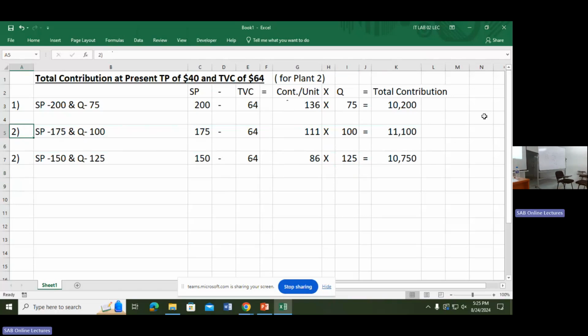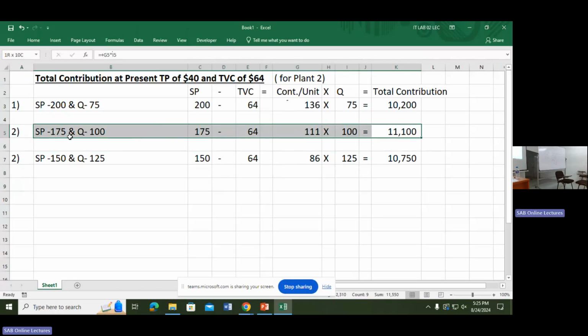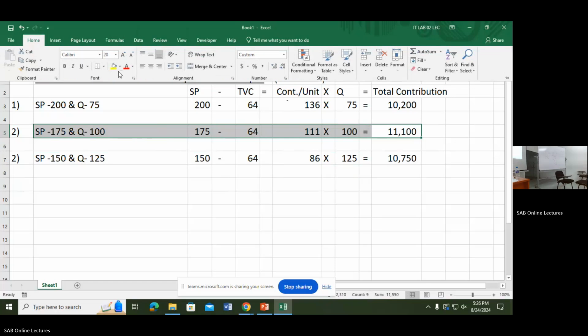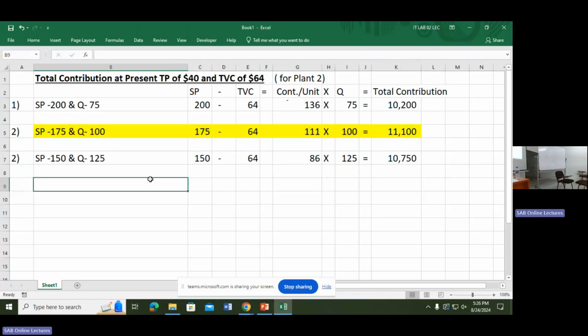That means at present the plant decides the scenario and the number of units to be produced: 100 quantity at 175, which has the total contribution of 11,100. Is that clear? 11,100. This is the present situation.